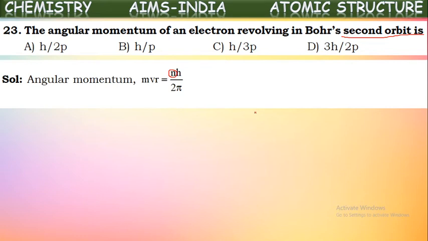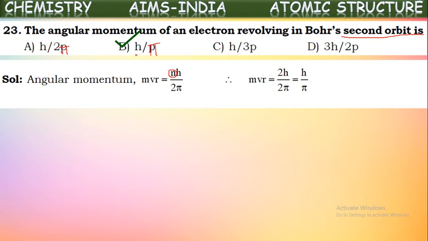So if we substitute the n value with 2, we get mvr is equal to 2h by 2 pi, or mvr is equal to h by pi. So the angular momentum of the electron in Bohr's second orbit is given as h by pi. Where is it? The second one. Here p should be replaced with pi in all the options. So h by pi.